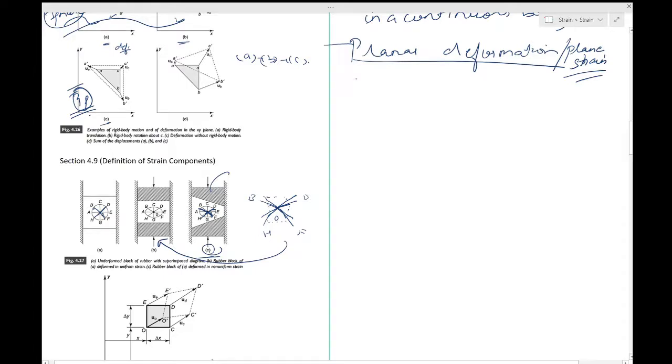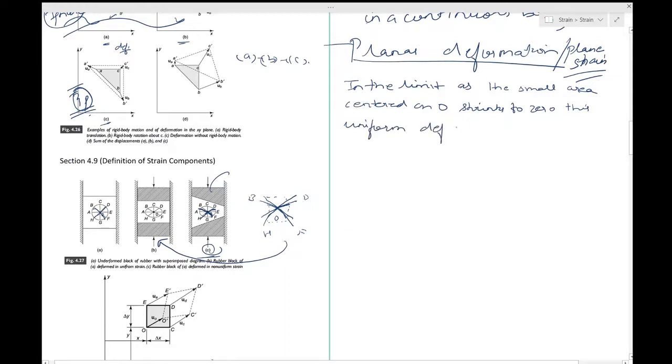So this is the mathematical language of it. In the limit, the small area centered on O shrinks to 0, this uniform becomes the deformation at point O. In the limit, the small area centered on O shrinks to 0, and this is very similar.